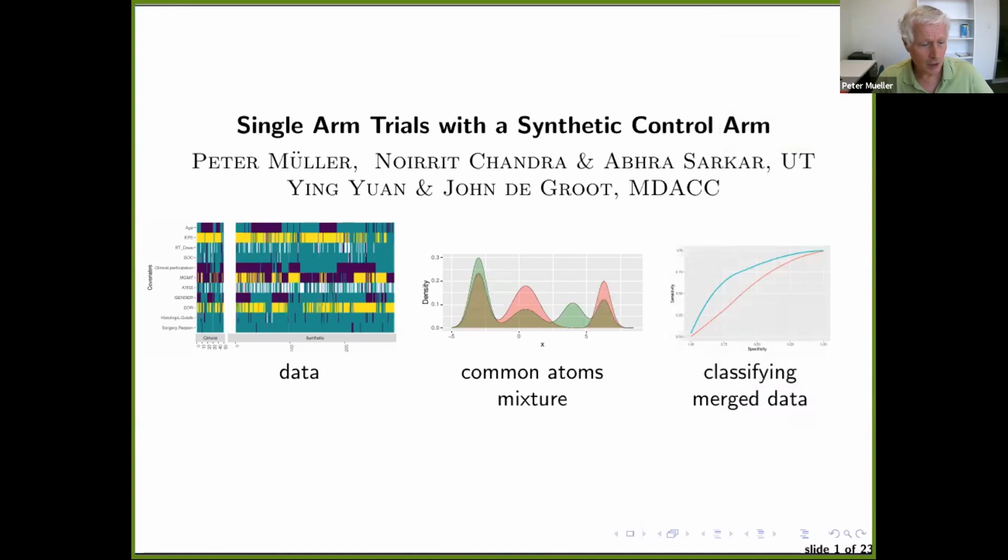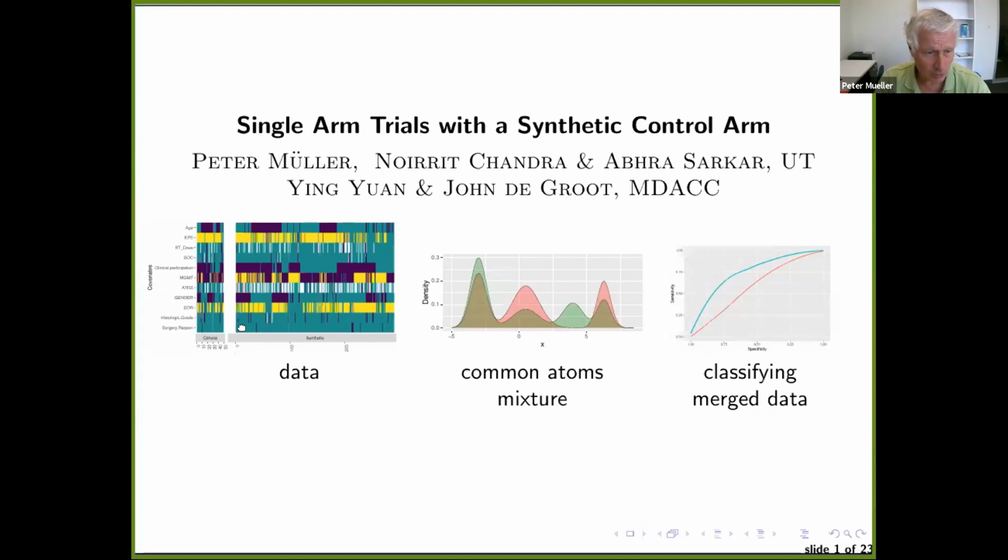I want to tell you today the following story. On this title slide, you see on the left figure, the left part, I think you can see my cursor, right? That left block is a current single-arm trial in neuro-oncology at MD Anderson for glioblastoma patients. And the idea is that we want to augment this single-arm trial with a control, where we plan to build the control by using data from historical trials.